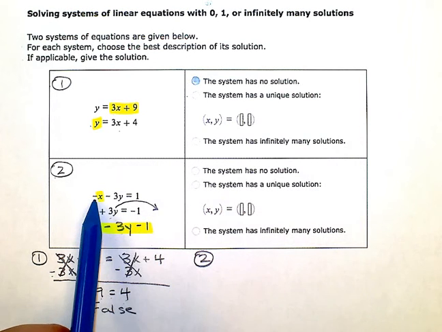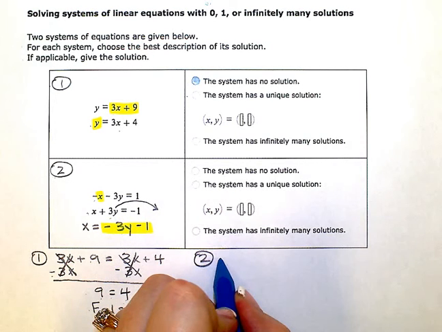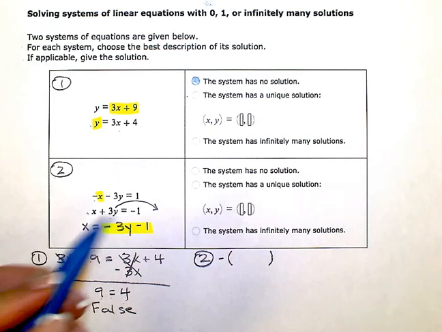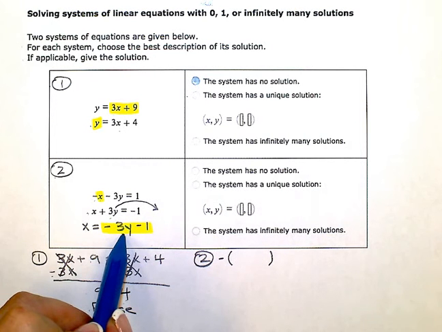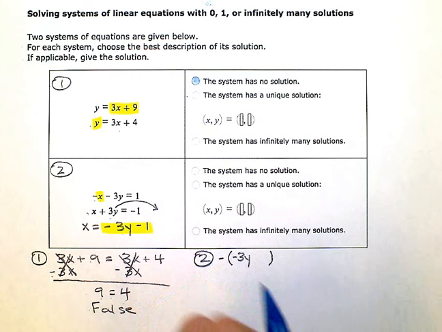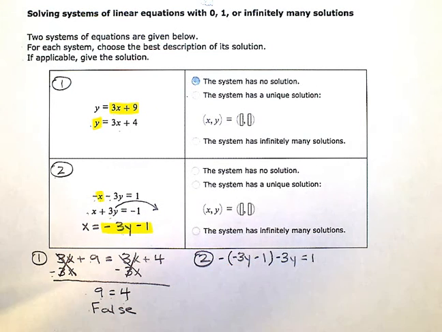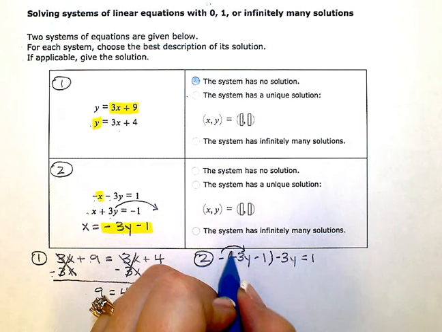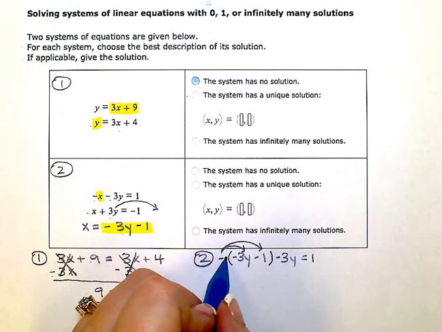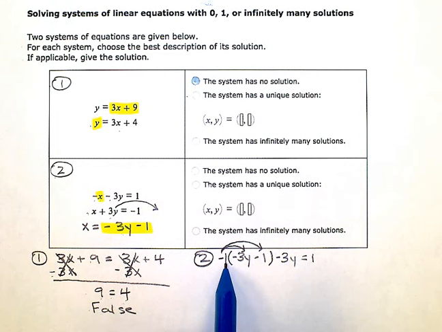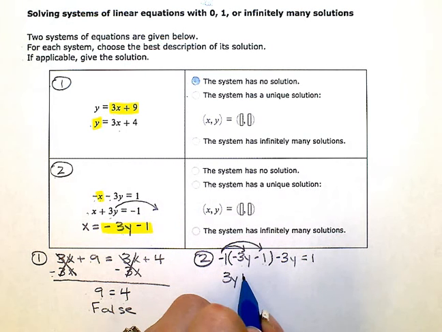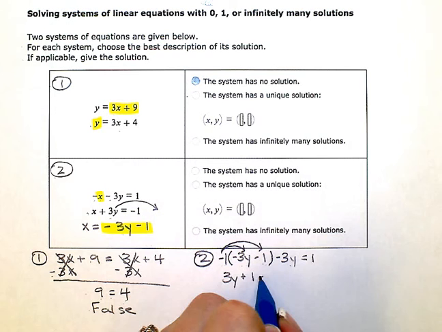Let's go ahead and rewrite this. I have negative x, so negative, and then I'm going to put parentheses in place of the x because I need to substitute in this expression, negative 3y minus 1. Then I have minus 3y equals 1. Now I'm going to solve it. The first thing I need to do is distribute this negative, because really you can imagine this is negative 1. There's a hidden 1 right there with that negative. Negative 1 times both of these terms: negative 1 times negative 3y is positive 3y, and negative 1 times negative 1 is positive 1. Then I also have this minus 3y equals 1.